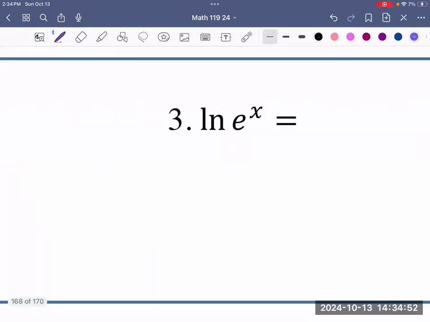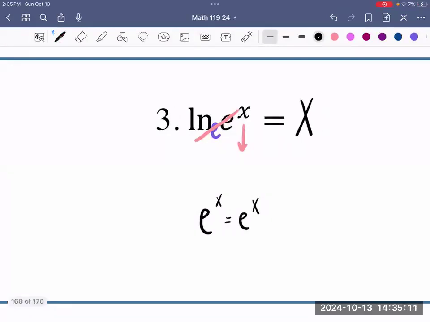Over here, once more, we have the hidden e, with the same base, which allows us to cancel. And so the x drops. So we have just e to the x. So e to the x is equal to e to the x. So it's just equal to itself.